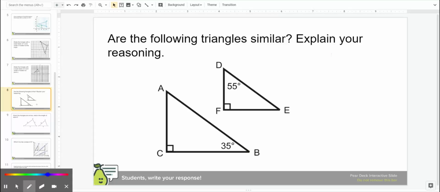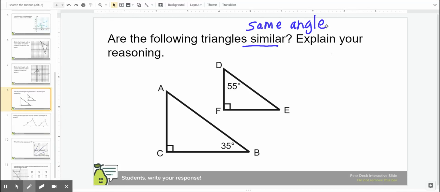So for 8, are the following triangles similar? Explain your reasoning. So remember, similar shapes have the same angle measures and the sides would be scaled by a single scale factor, but we don't know anything about the side lengths, so we just need to look at the angle measures. So hopefully you remember that the inside angles of a triangle all add up to a sum of 180 degrees. Okay, so we know that this symbol here represents a right angle, so that's 90 degrees.